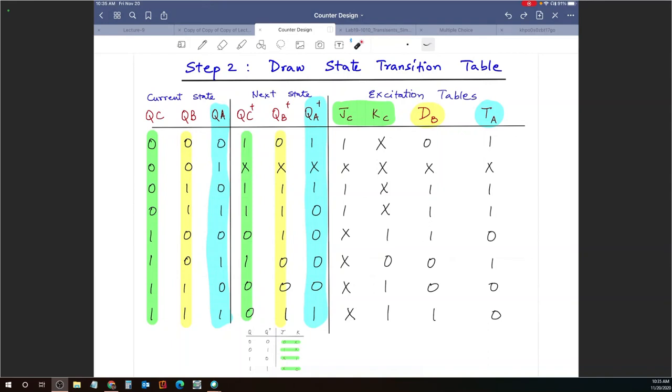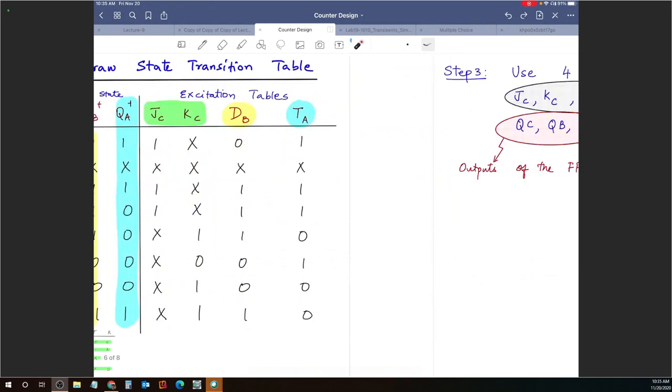Now, in order for the current state to go to the next state, we need to provide certain inputs to our three flip-flops: JK, D, and T. So we used excitation tables of those flip-flops to figure out what those inputs need to be in order for those transitions to happen. We looked up some excitation tables, we filled in those entries, and then step three was to use K-maps.